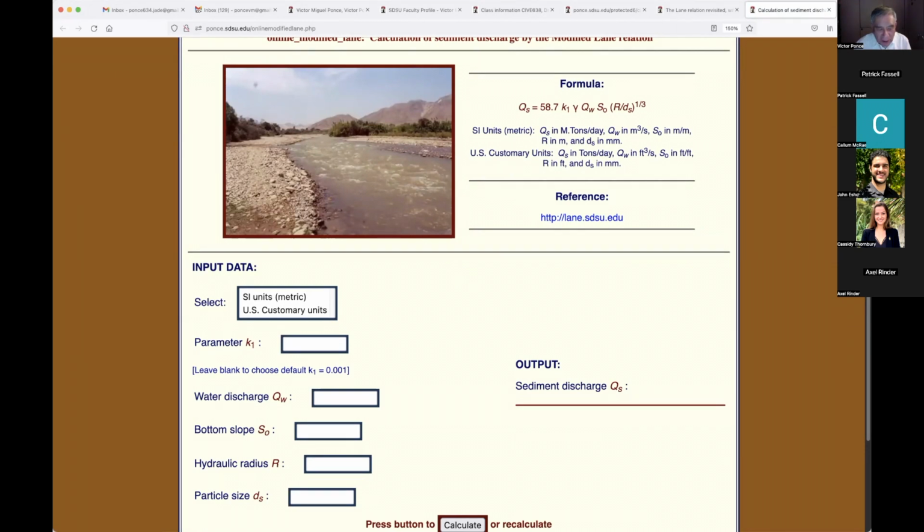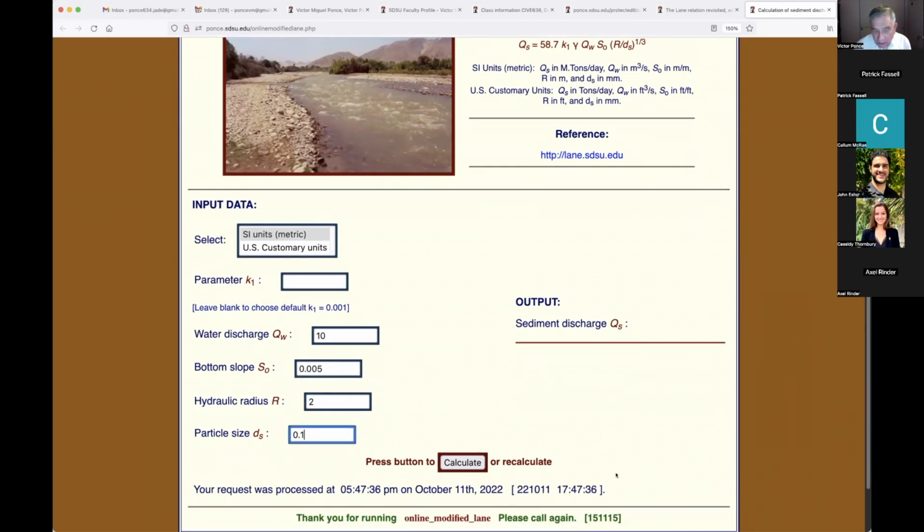Then you enter water discharge, bottom slope, hydraulic radius, and particle size. And the units are up here, metric or customary. The units are written up here in the references lane. And then you can run the calculation. Let me see, metric, parameter K, leave blank to choose the default. Here we're going to put in 10 cubic meters per second, bottom slope 0.005, that's a good value. Hydraulic radius maybe 2 meters and particle size 0.1 millimeter. That's a mid-grain sand, because 1 millimeter is already coarse sand.